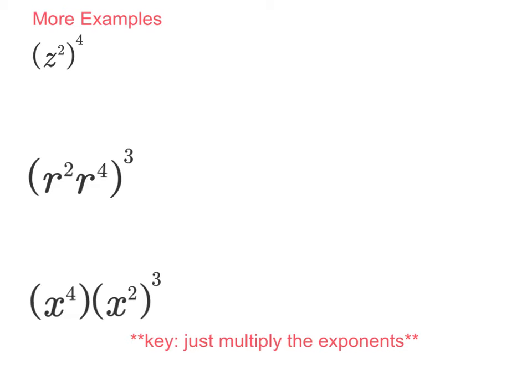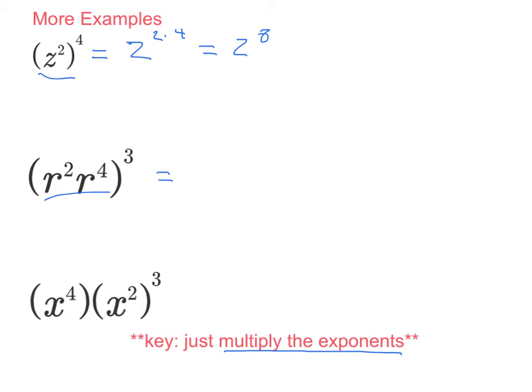Okay, let's work through some examples together. Our first example is z to the second to the 4th. All we have to do here is, remember the key, it's just multiplying the exponents. So it's just going to be z to the second times 4. Then we do that multiplication, so it simplifies to z to the 8th. It's simple.